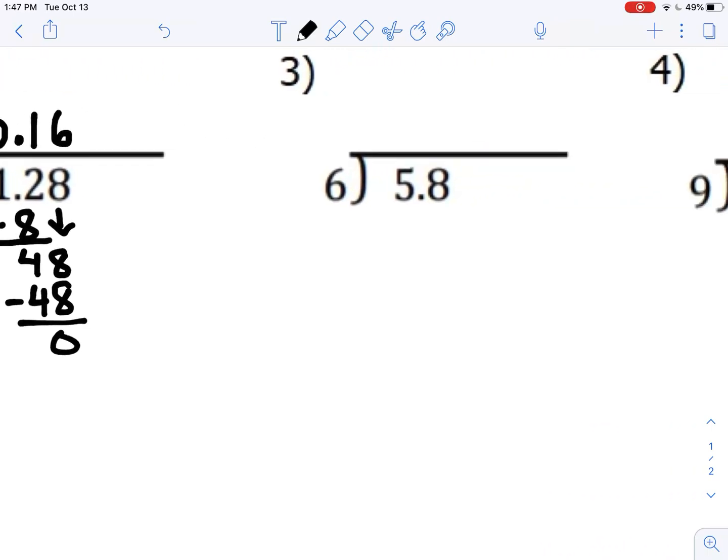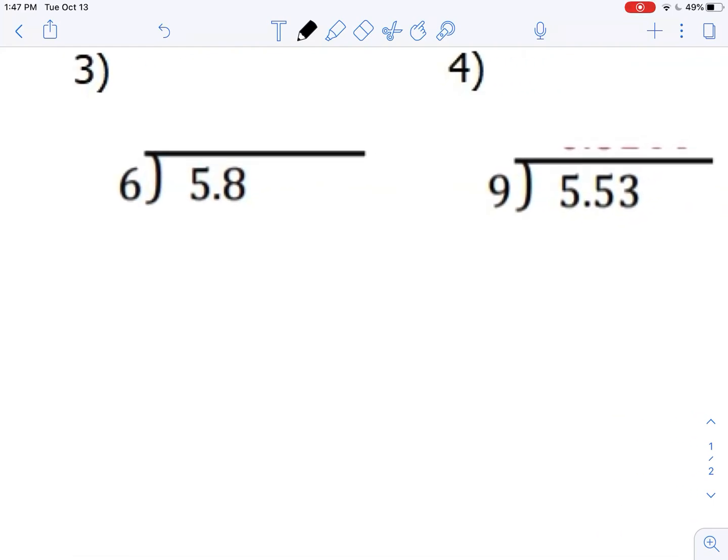Number 3, 5 and 8/10 divided by 6. All right, so I can't make a group of 6 out of the 5. I'm going to put a placeholder above it and bring the decimal point up. 6 can go into 58 9 times. 9 times 6 is 54. And when we subtract, we have a difference of 4. I'm going to add a 0 just to the right of the 8 and bring it down.